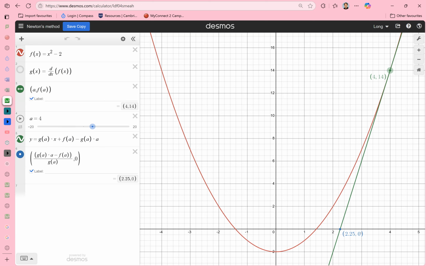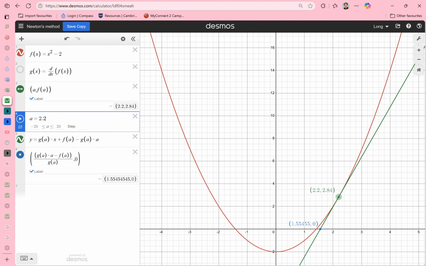Here we go. So you've got the idea. Here's my first tangent line. The x-axis intercept is 2.25. So now I'm going to change A. Instead of that new point, I'm now going to change it to 2.25. There's my new tangent line at 2.25, and here's my new x-intercept. What's my new y value? 3.0625. So it went from 14 down to 3.0625.